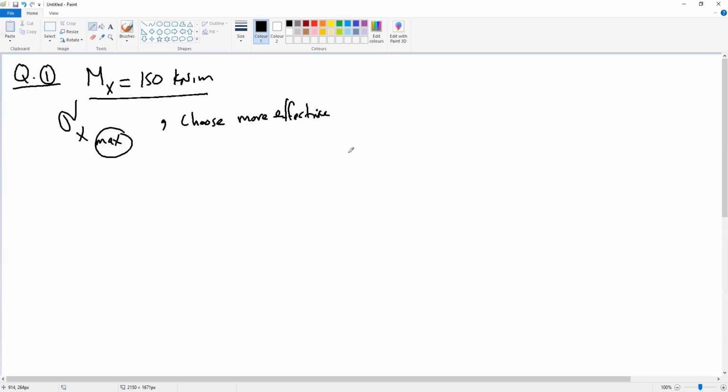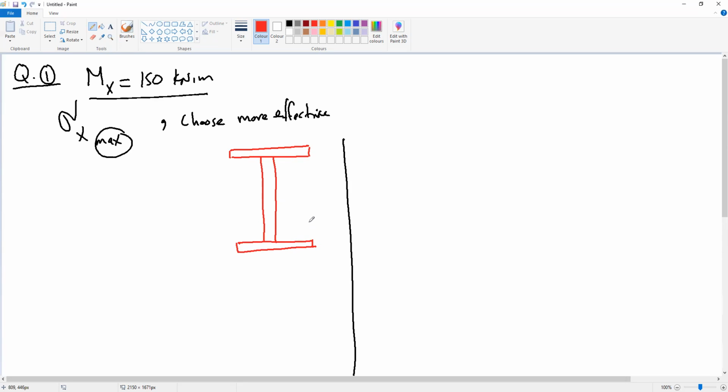Okay, so I will divide the screen into two parts. We have two cross sections. The first cross section here is an I section. Both are I sections, but one with an increased web and one with an increased flange section. So this is our flange, and this is our flange, bottom and top flange, and we have the web.